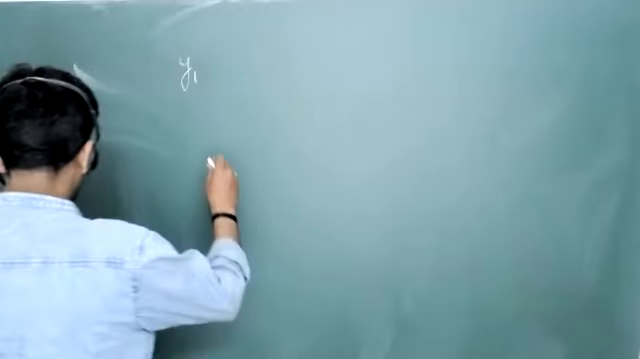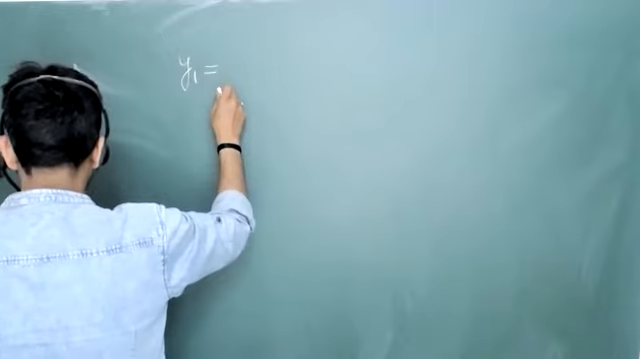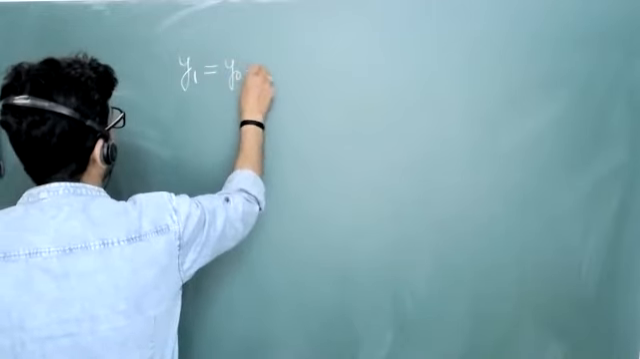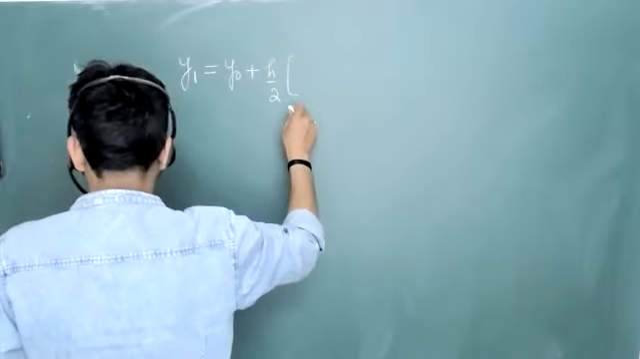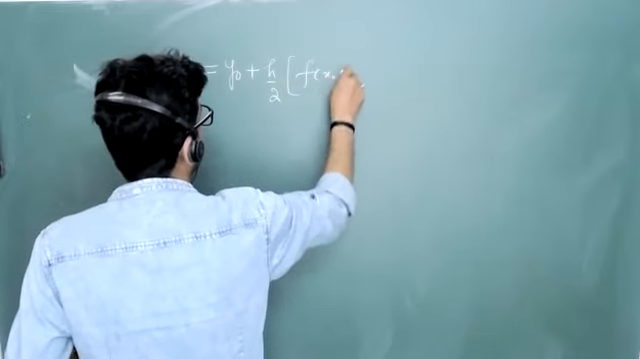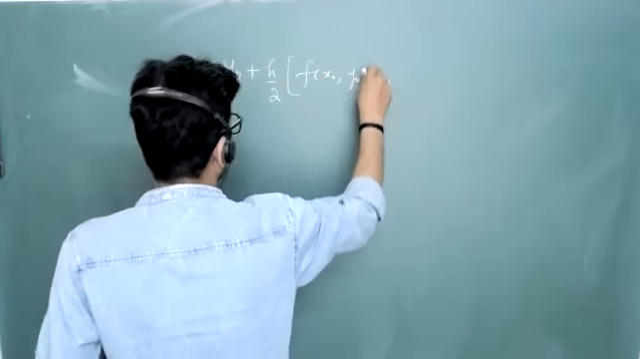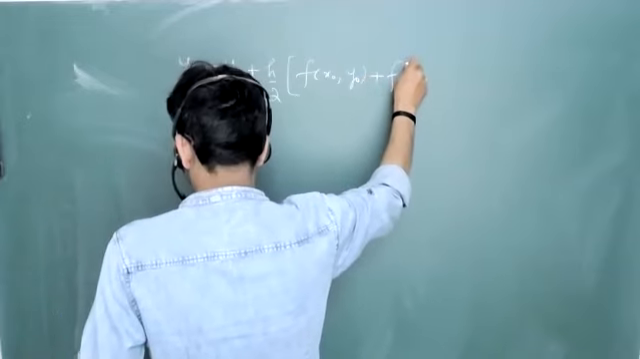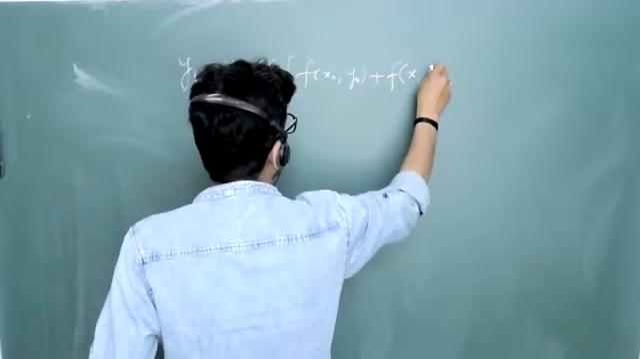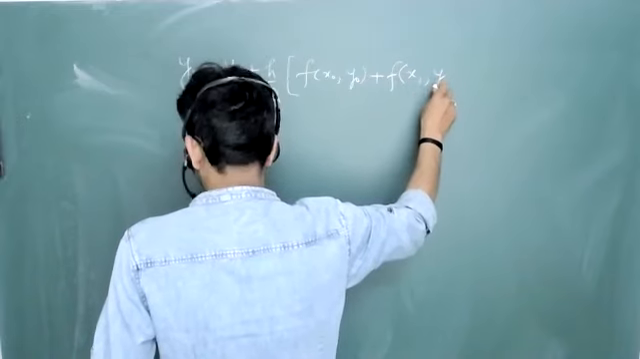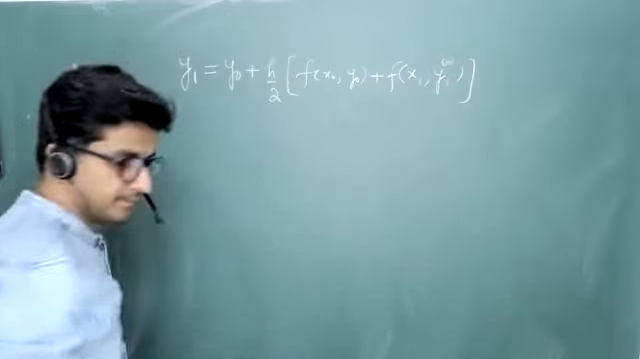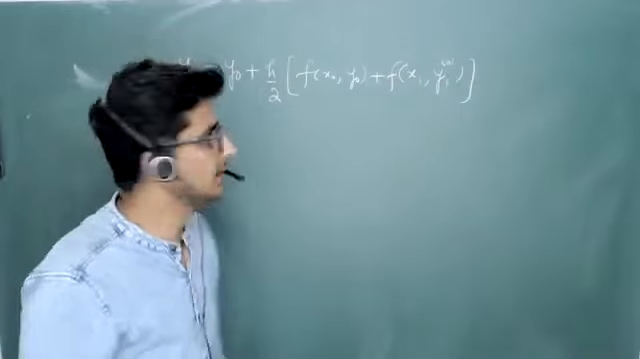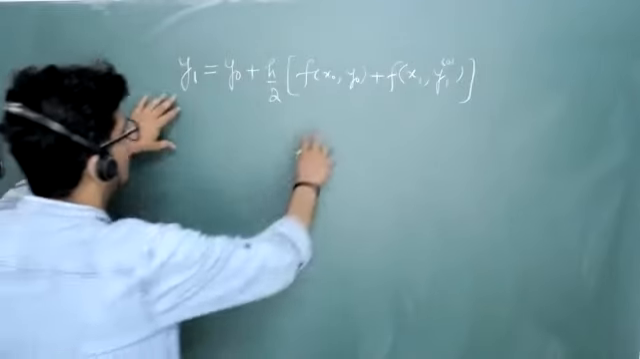So the modified Euler's is y1 is equal to y0 plus h by 2 times f of x0 comma y0 plus f of x1 comma y10. Okay. Sir, this is the important thing to understand: that in Euler's method we don't have this.